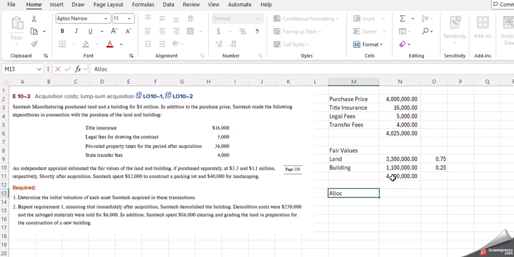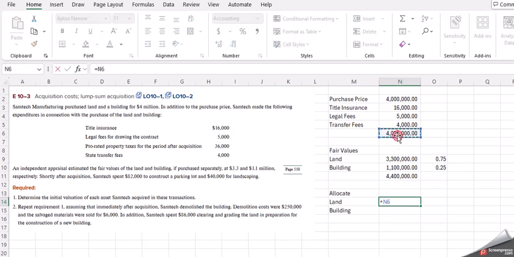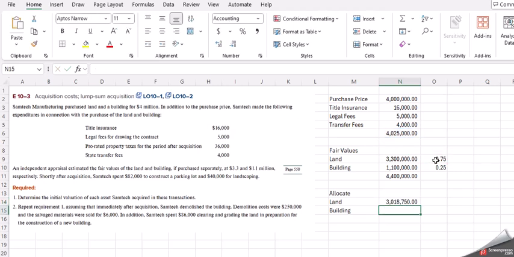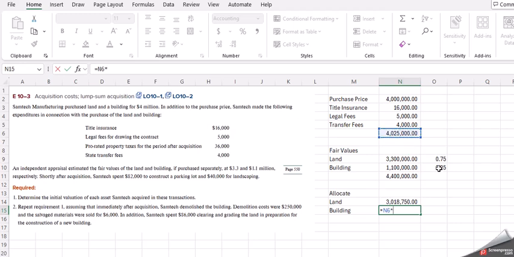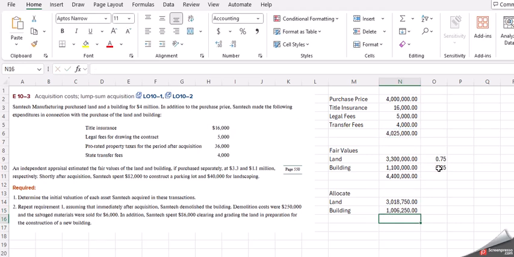So then we come down here and say to allocate between our land and our building. We've got the $4,025,000 that we paid, including all those extra costs, times the 75%. So $3,018,750 is going to go to land. And then we're going to take the total price we paid times the 25%, and then that's going to go to the building. And then that's what we would record.